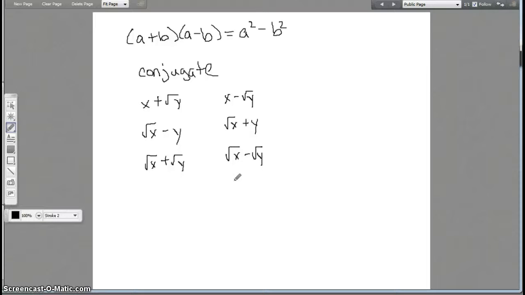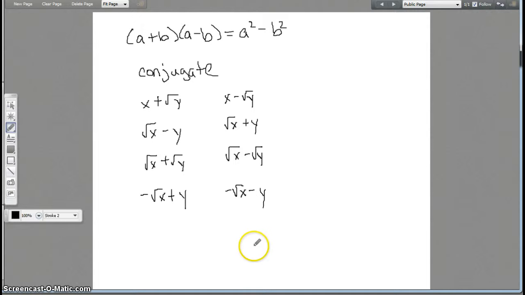Now I want you to notice that this works even if your first term is negative. Let's say we had negative square root of x plus y. The conjugate would be negative square root of x minus y. What we're going to do is just copy the exact same thing we had and then flip the sign that's in the middle.